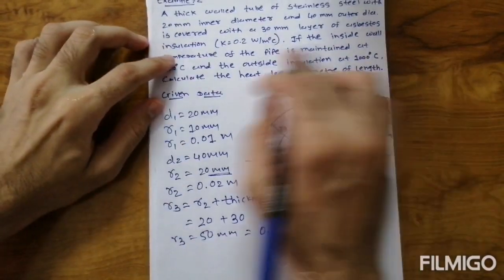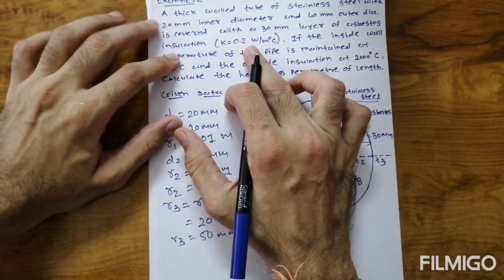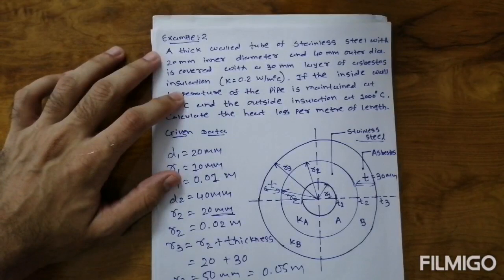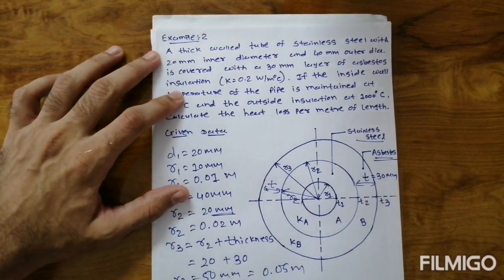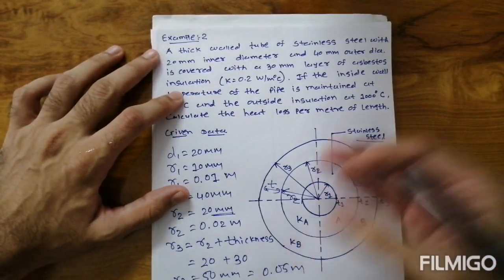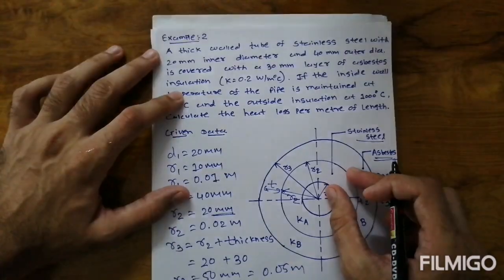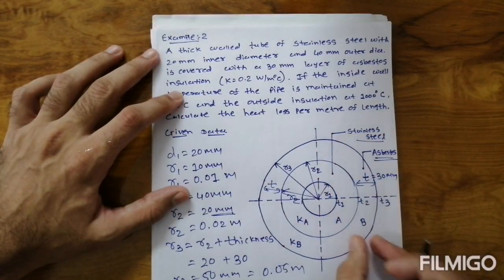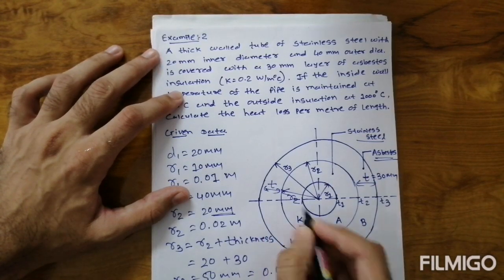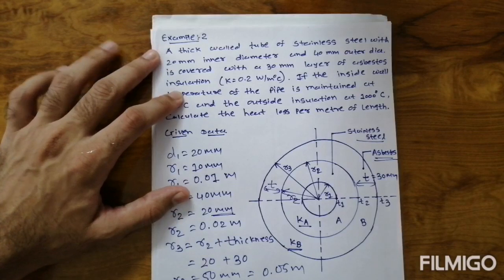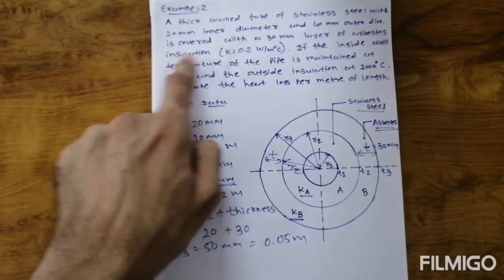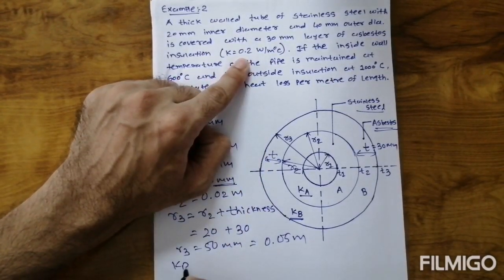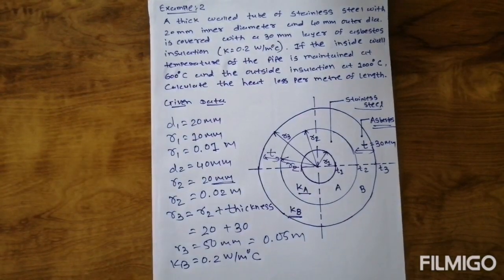Now the insulation k is equal to 0.2 watt per meter degree Celsius. It means the thermal conductivity of the insulation is given, and the insulation is the asbestos. So we are dividing into two parts. The stainless steel thermal conductivity is denoted by Ka, and the asbestos thermal conductivity is denoted by Kb. Ka means stainless steel and Kb means asbestos. You can see here the 30 mm layer of asbestos insulation k is equal to, so Kb is equal to 0.2 watt per meter degree Celsius.